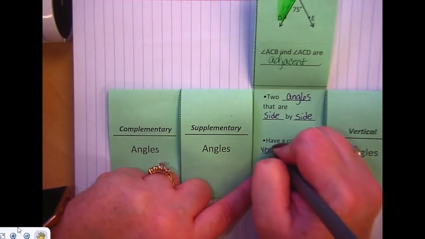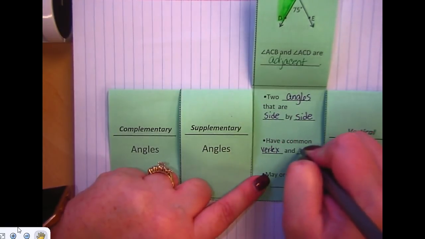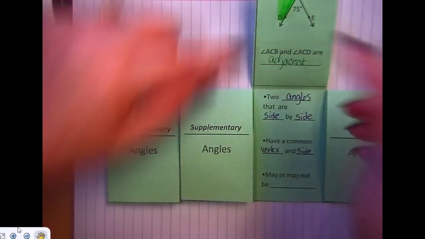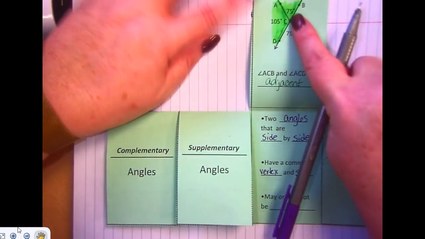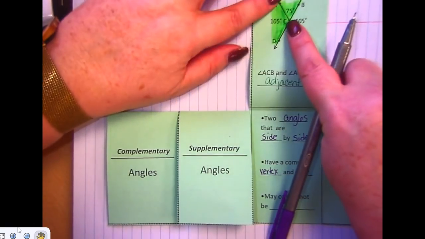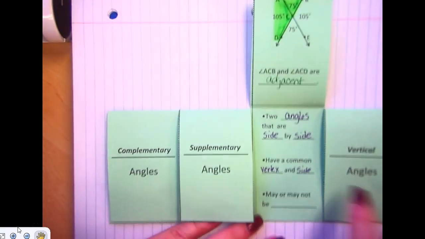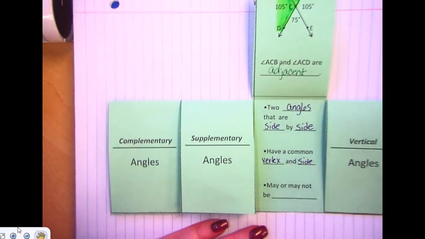Vertex is the point in the middle. And they have a common side, right? They share this vertex right here. And they share this common side. Ray AC is their common side. So they share a vertex and a side.